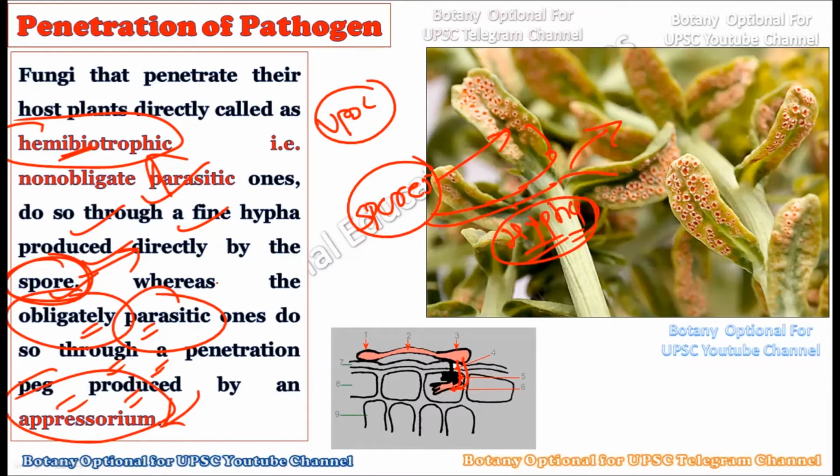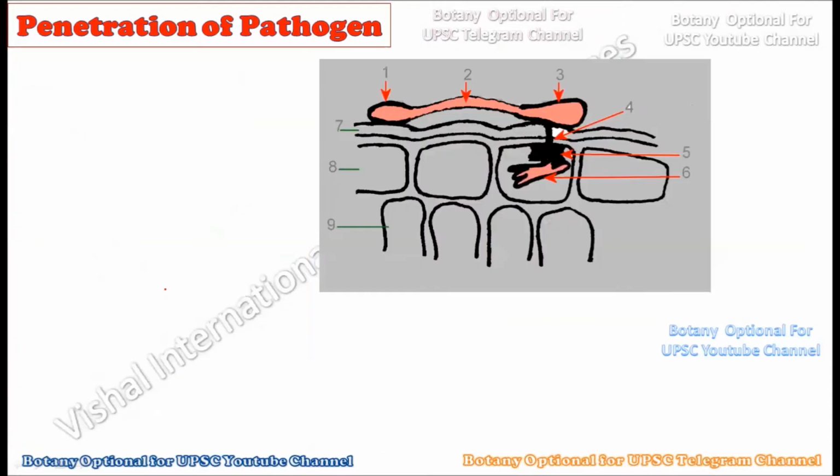Okay, so basically, you have to remember the fungi can penetrate within the plant body directly. Direct penetration is there for the fungi, and in that category we have two types: the hemibiotrophic, that is the non-obligate parasitic types of the fungi, which can produce the fine hypha through the spores, and then we have the obligate parasite type of the fungi, in which there is a production of the appressorium structure, and through this appressorium the fine structure is produced, which will help the fungi to enter within the plant body. Okay, so remember these two types.